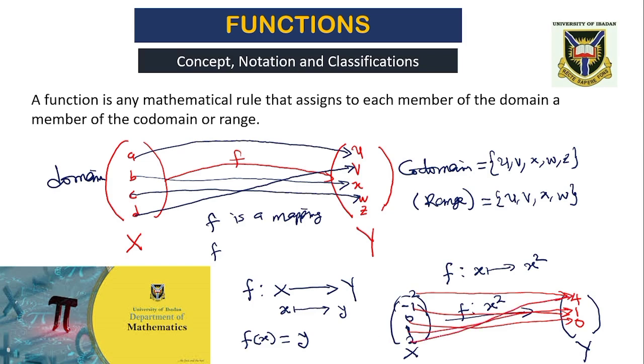Normally in the classification, this is a many to one function, because it takes more than one member of the domain to a single member of the codomain, or of the range in this case. For example, minus 2 and 2 are taken to 4, so this is a many to one kind of function. This is a very clear understanding of what a function does, and then we can write that f of x equals x squared. That is a function.